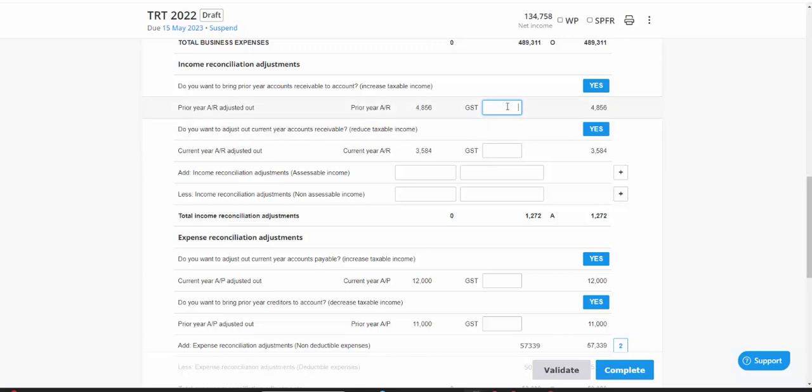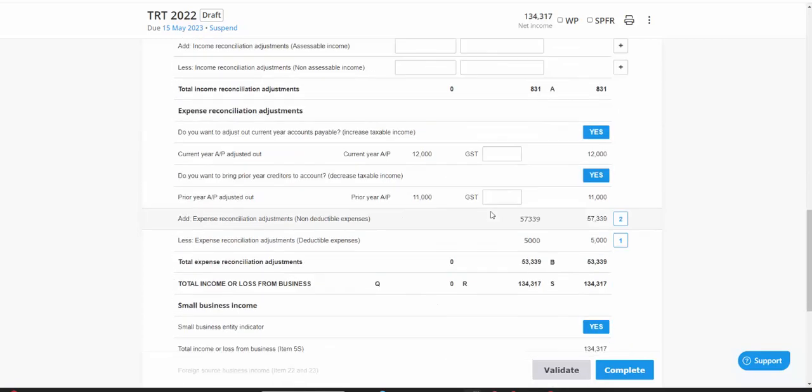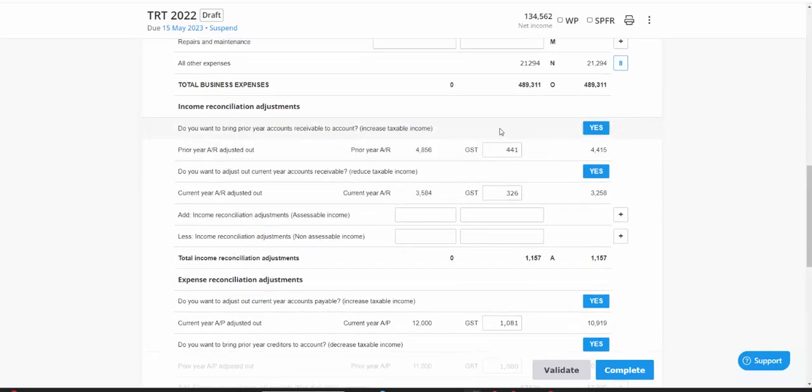In that case, we've got 441, we've got 326, we've got 1081, and we've got 1000. So I take care of that, and then let me just explain the logic.